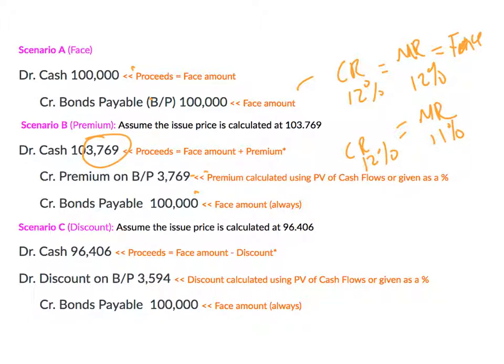And then on the discount situation, we've got again, the contract rate is still 12%, and the market rate in this scenario is actually 13%. If you go to the calculation, then you end up with a credit of 100,000 to bonds payable. Here's the cash proceeds of 96,406, and here's a booking to a discount on bonds payable. That's a debit of 35.94, which is also amortized over time into the income statement as additional interest expense.